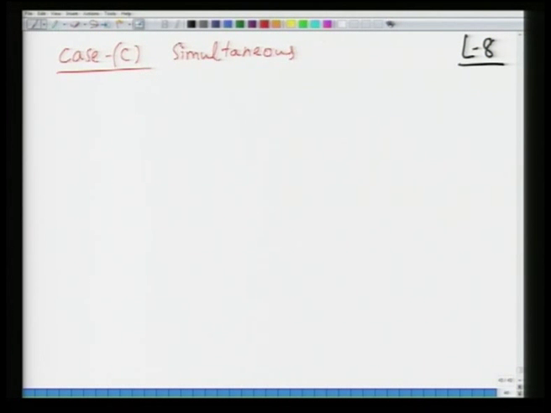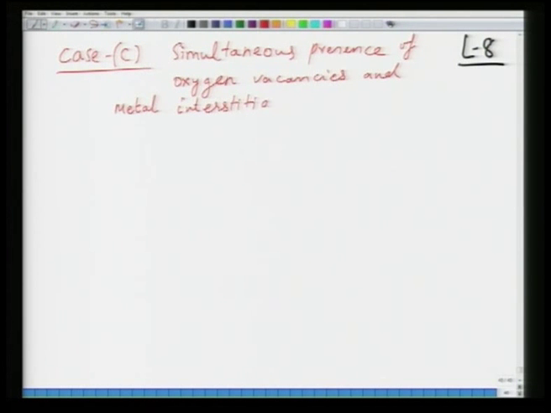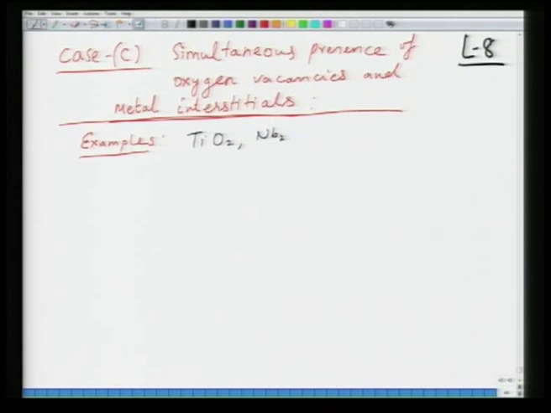Now, in this case we will consider simultaneous presence of two defects, which are oxygen vacancies and metal interstitials. So, this is again for an oxygen deficient solid. Examples of such a scenario, this is a very practical scenario, are oxides like TiO2 or Nb2O5.